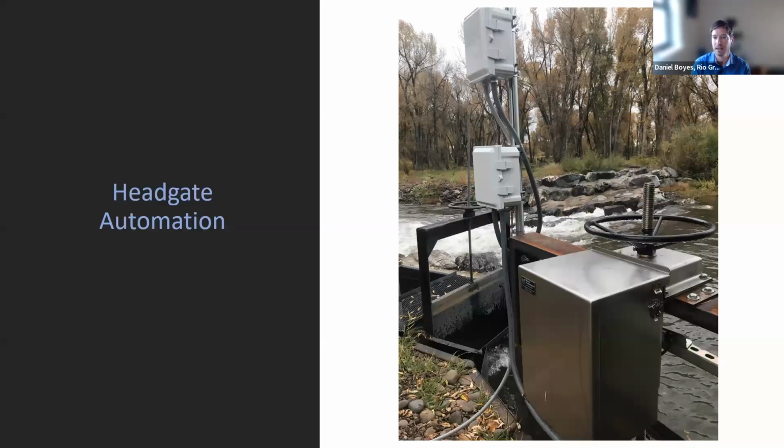Additionally, at this site, head gate automation was added. This photo shows all of the electronics, and there's this stainless steel box where there's a motor that actually drives the head gate up and down. It communicates with the measurement in the ditch and makes sure that there's a consistent amount of water being diverted, and the head gate adjusts automatically to keep that amount consistent.